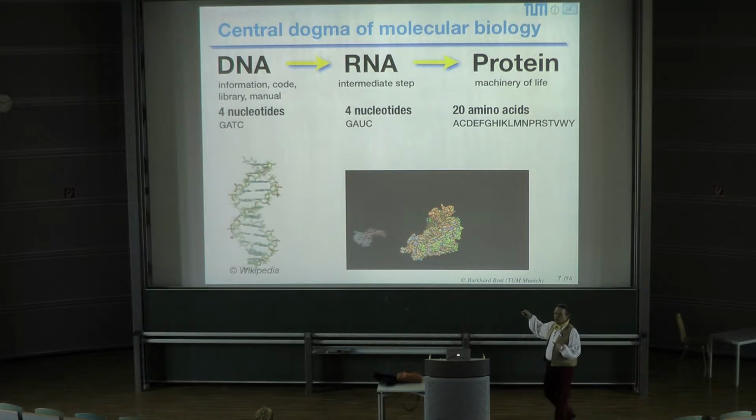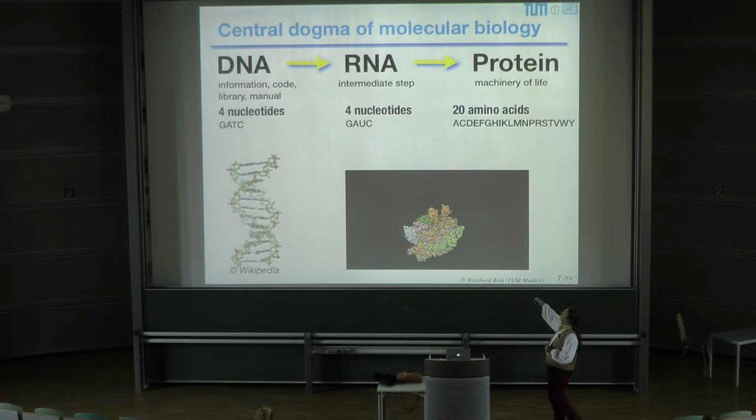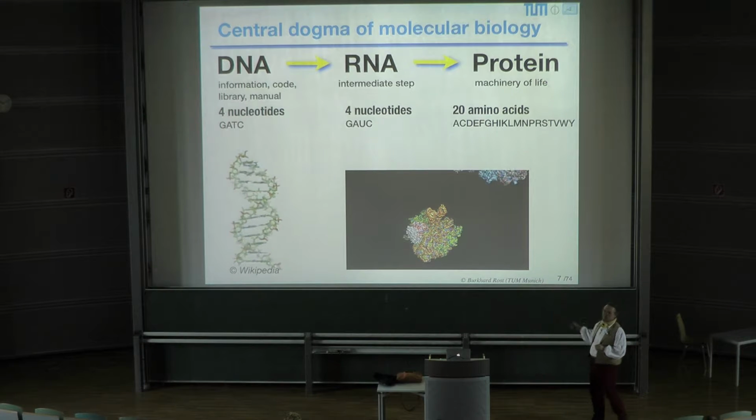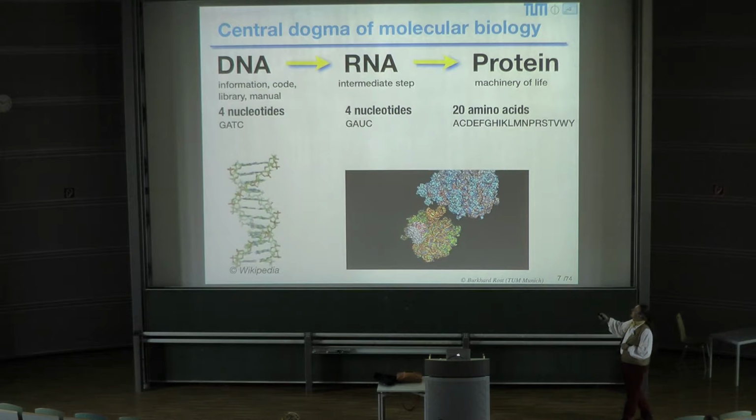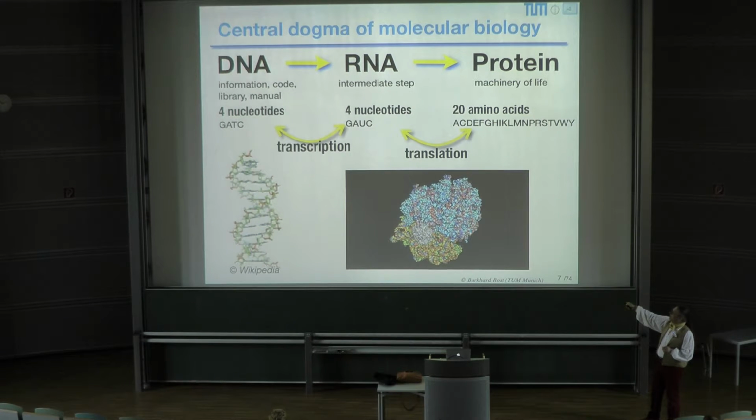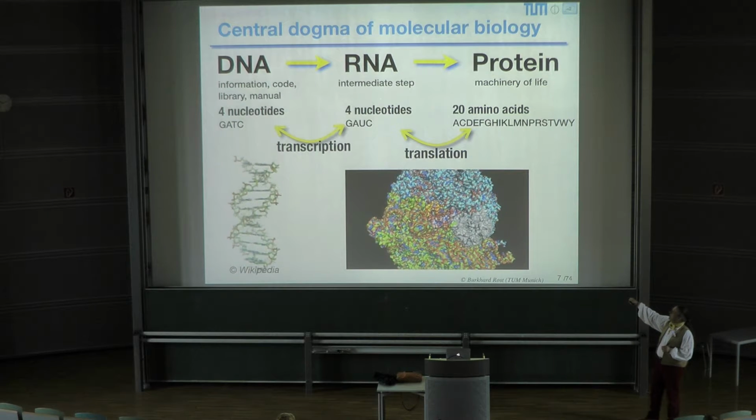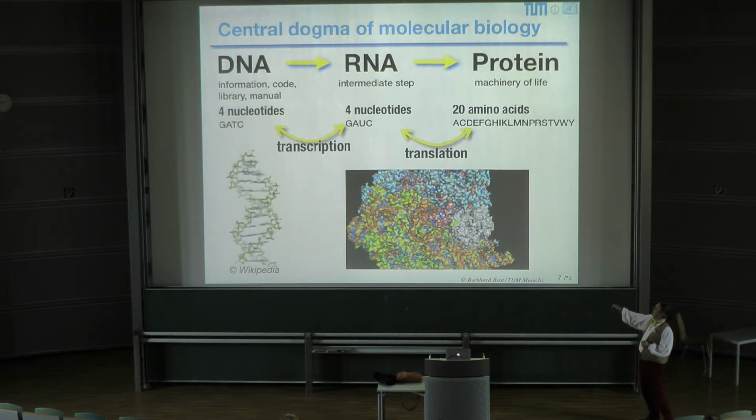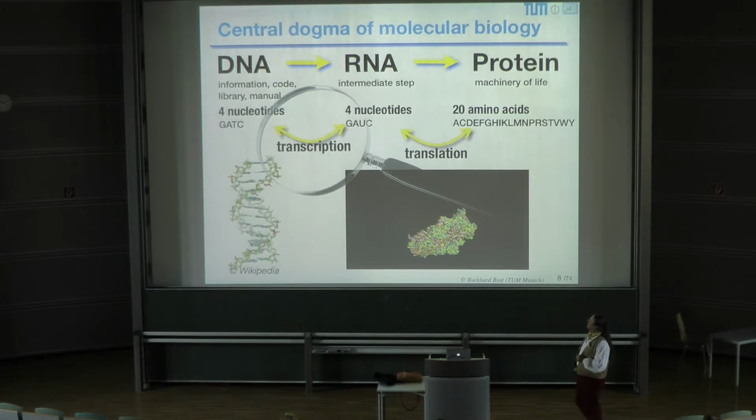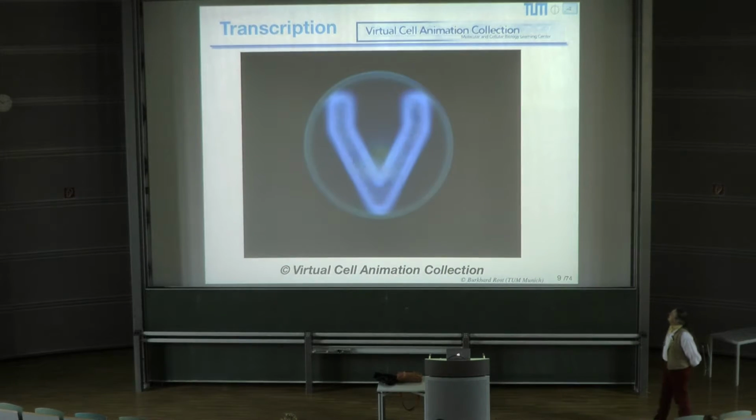DNA is made up of 4 nucleotides. RNA is made up of 4 nucleotides, so that's a 1-to-1. And then proteins are made up of 20 or 21 different amino acids. The first step, biologists like different words. So the first step here, translating DNA to RNA, is called transcription. And the second step, translation. Let's just look at transcription in a movie here from the Virtual Cell Animation collection.